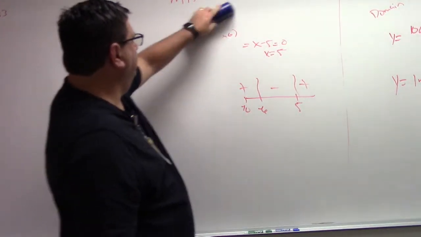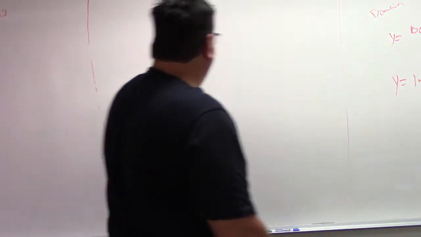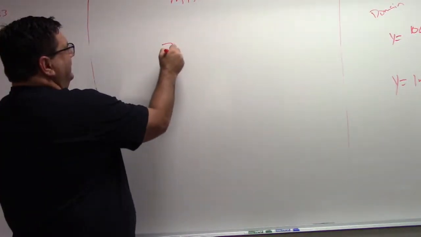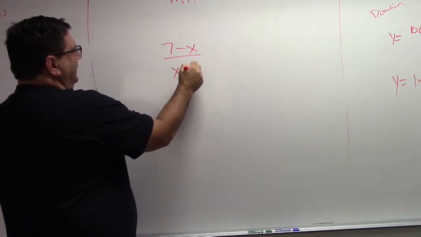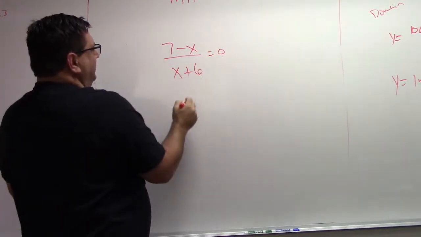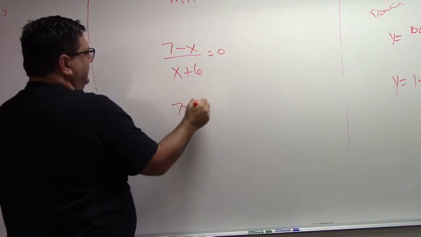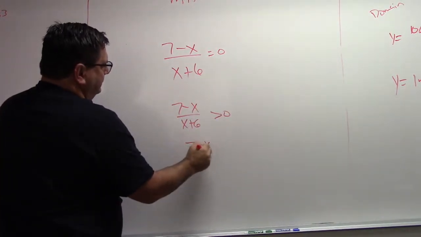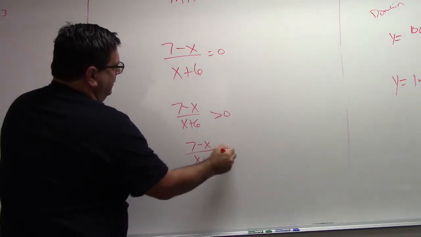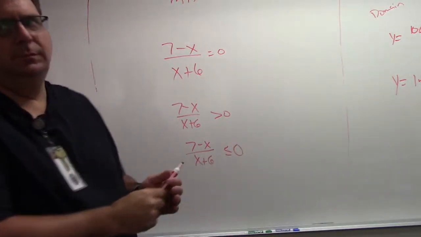Alright, well that went over like a fart in church. Let's try it again. This will be your last one. That was pretty bad. Let's go, 7 minus x over x plus 6 equals 0. Greater than 0. Less than or equal to 0.